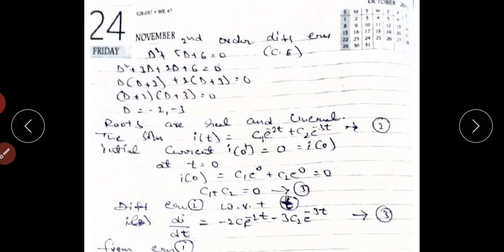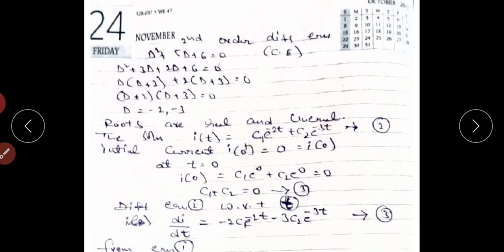Here the characteristic equation is D square plus 5D plus 6 equals 0. So next, find the roots. The roots are minus 2, minus 3. Here the roots are real and unequal. In this case the solution is I of t equals c1 into e power minus 2t plus c2 into e power minus 3t. This is the solution for the above roots, which are real and unequal.